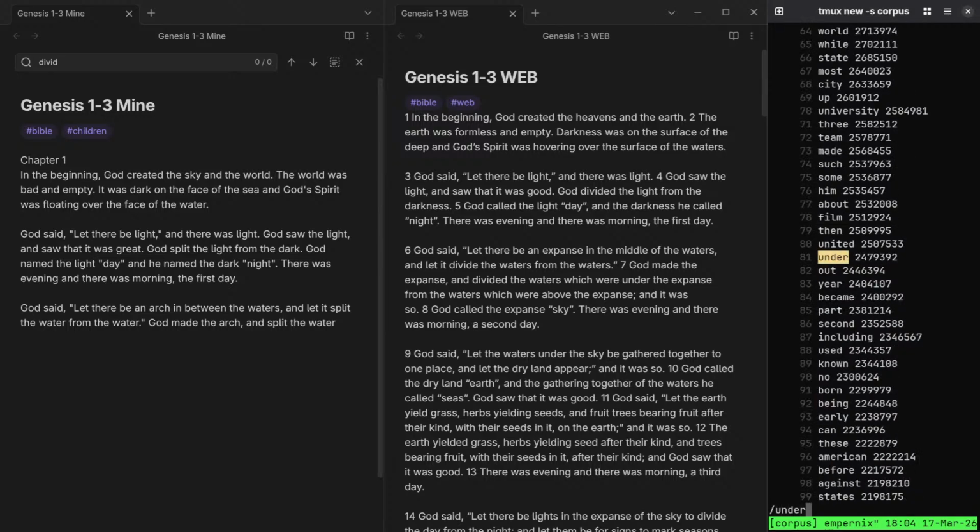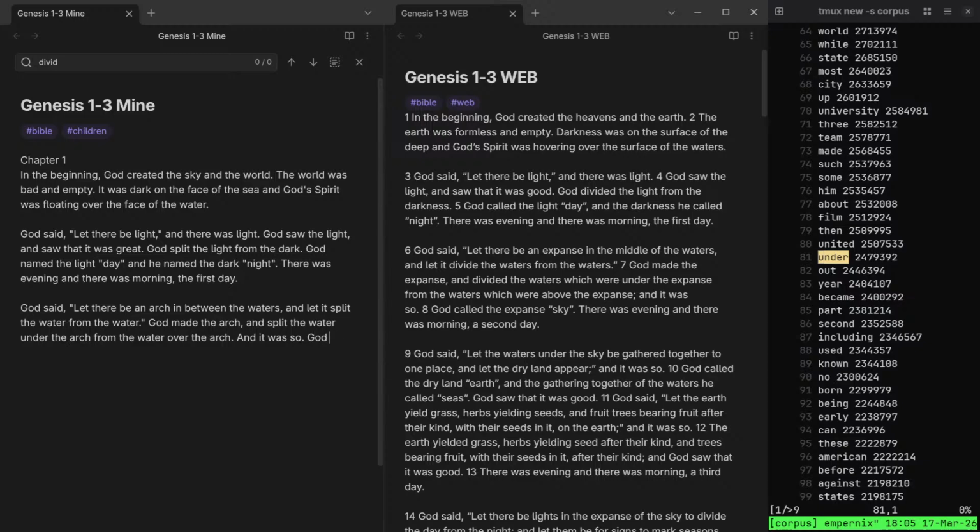Okay, now we're, under is 81. I think we're going to go with that one. The water under the arch from the water over the arch. Which were under the expanse and the waters which were above the expanse. Yeah, I think that communicates. I don't want to use semicolons here. And it was so.